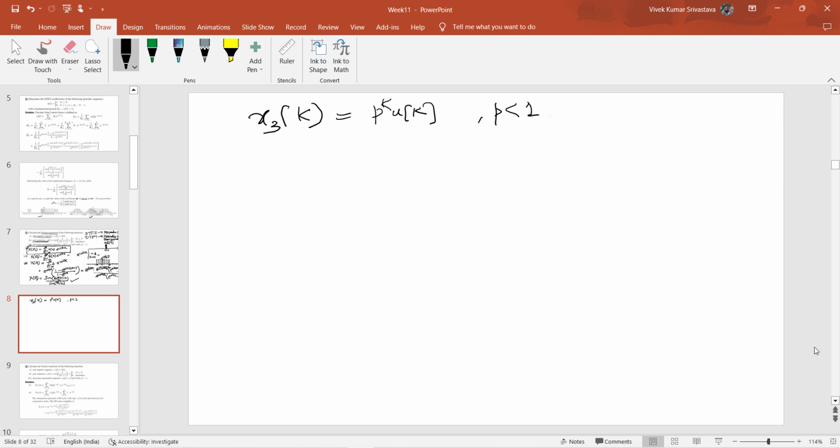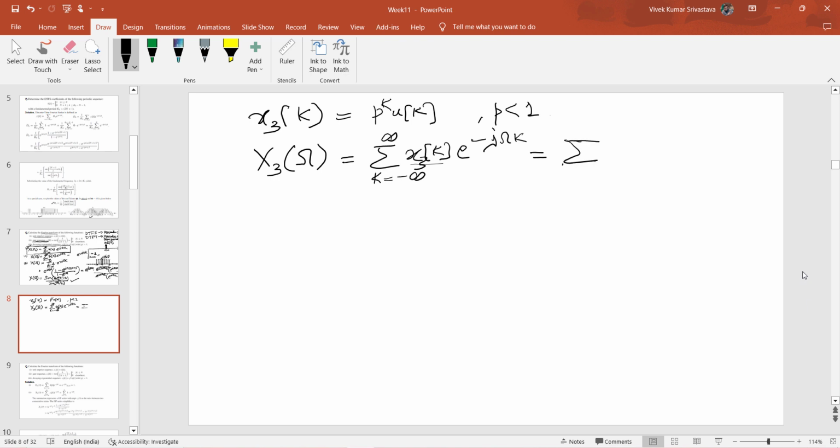To determine the Fourier transform we will use the same expression, that is summation k varies from minus infinite to infinite x of k e raised to the power minus j rho k. So let us put the value of x3 of k in this expression. We will get summation k equals minus infinite to infinite p raised to the power k u of k into e raised to the power minus j rho k.